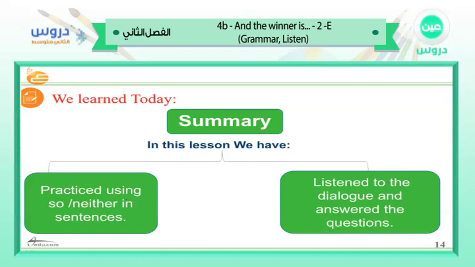This is the end of our class today. We just practice using so and neither. Don't forget that so is used in the affirmative statement, neither in the negative statement. And we listen to the dialogue and answer the questions.